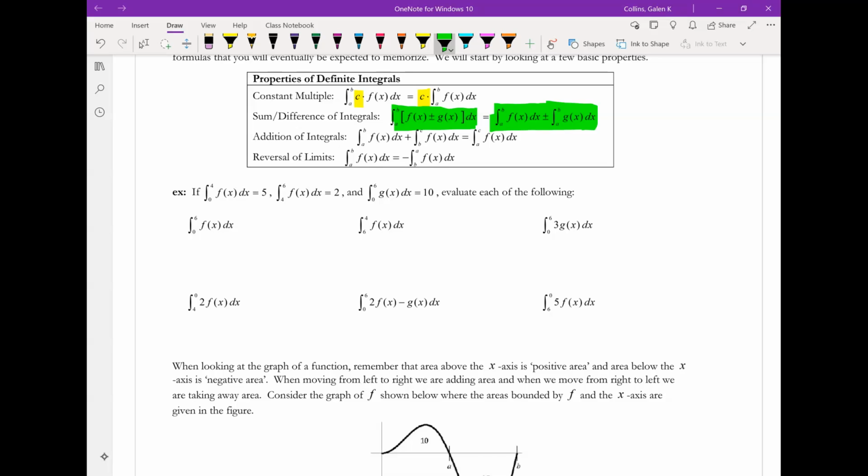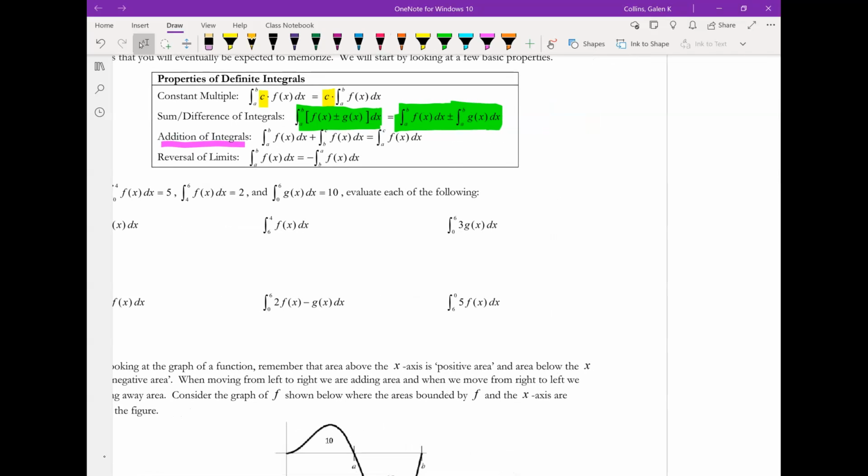The other thing we can do is break up the limits of integration. So the integral from a to b of f plus the integral from b to c is the same as the integral from a to c. That's something else that we did in section 5.1. And then lastly, this one is maybe the least intuitive, and it's the reversal of limits.